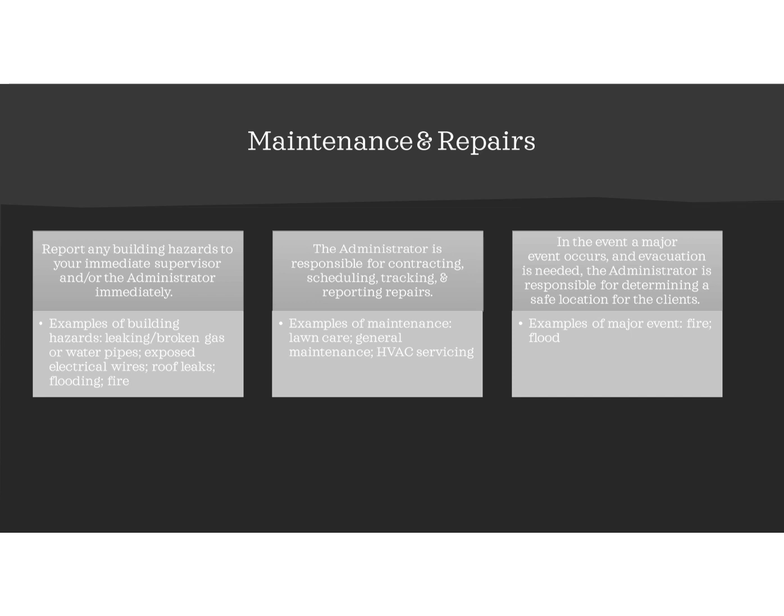Maintenance and repairs. Report any building hazards to your immediate supervisor and/or the administrator immediately. Examples of building hazards: leaking broken gas or water pipes, exposed electrical wires, roof leaks, flooding or fire. The administrator is responsible for contracting, scheduling, tracking, and reporting repairs. Examples of maintenance are lawn care, general maintenance, and HVAC servicing.